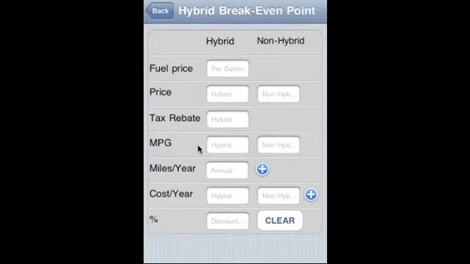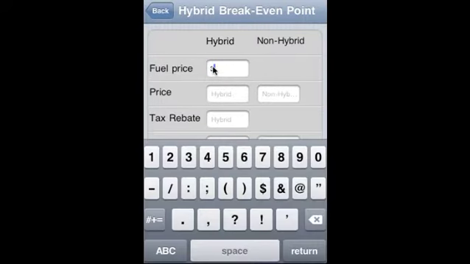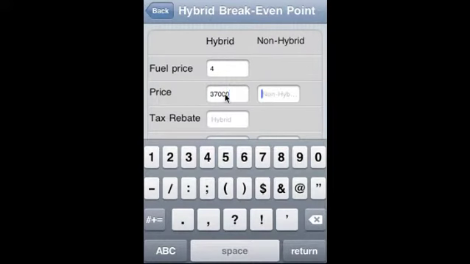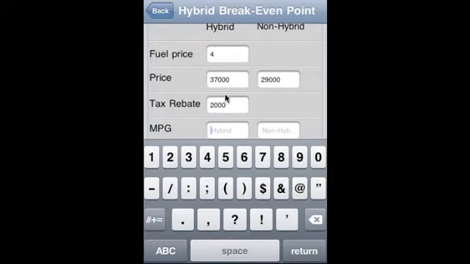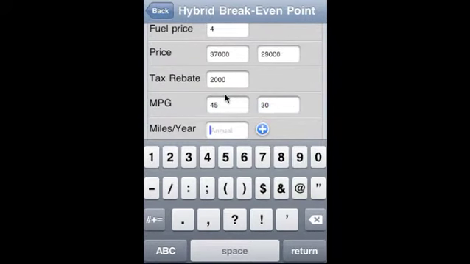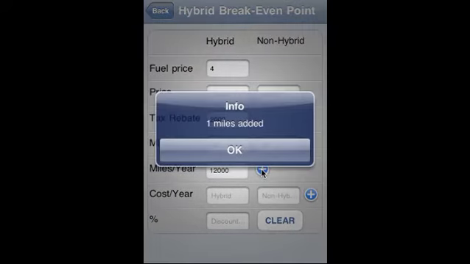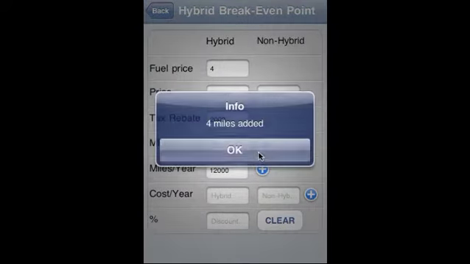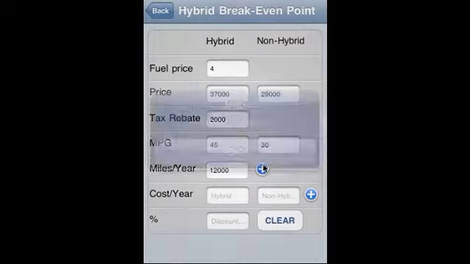Hybrid break-even point. So we have a hybrid car, we have a non-hybrid car. Let us find out the mileage driven when the hybrid car makes sense. So 37,000, 29,000, tax rebate 2,000, and your miles per gallon is 45. Here is 30, and miles per year is 12,000. So we'll just leave same. 3, 4, 5, 6, 7, 8, 9, 10.